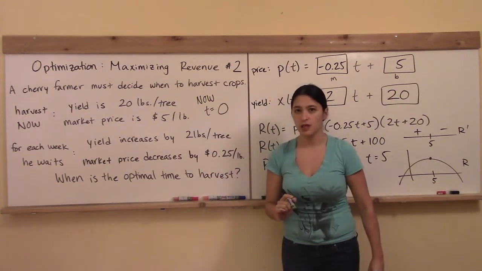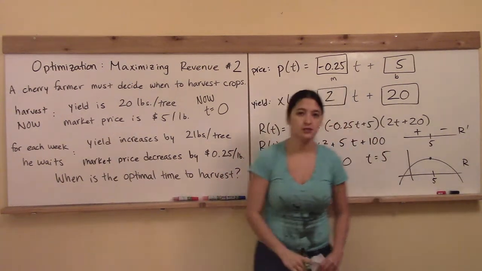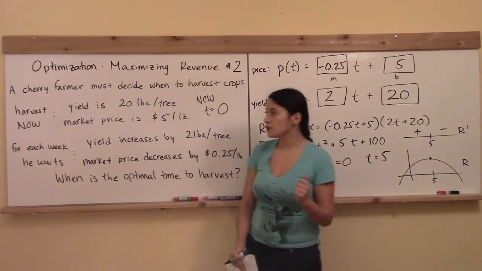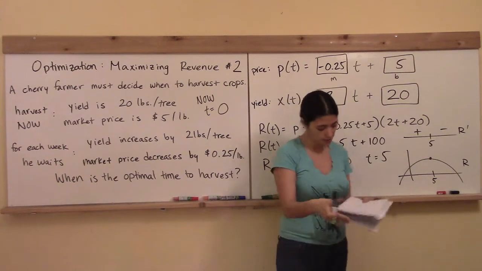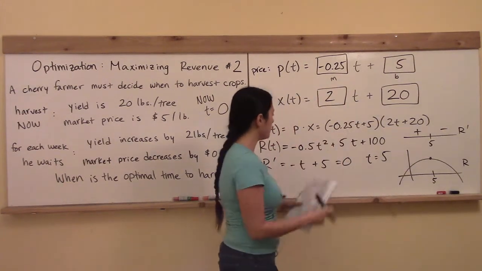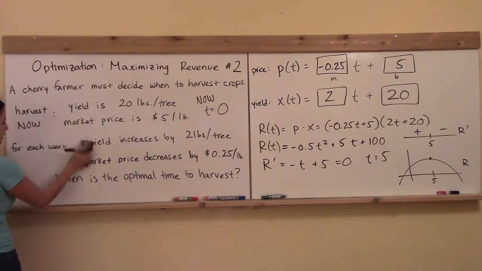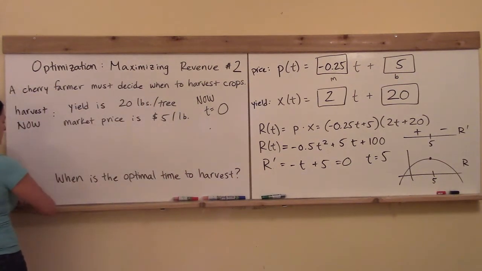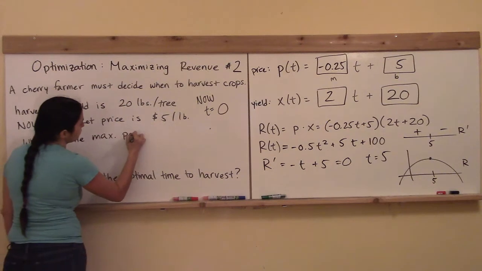Did we answer the question? When is the optimal time to harvest? Answer, 5 weeks from now. If the question was, what is the maximum possible revenue, would you know how to answer that question? Oh, I think I even answered that question. Okay, so the first question is, when is the optimal time to harvest? But let's throw another question in there. See if you can answer this one too. What is the maximum possible revenue?